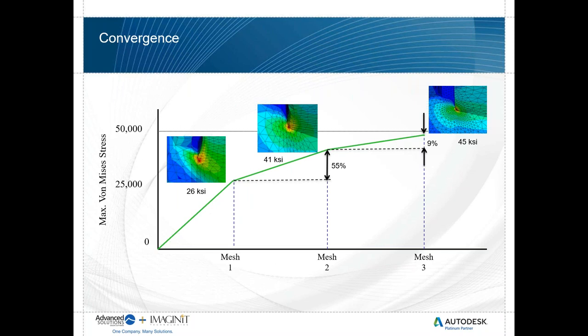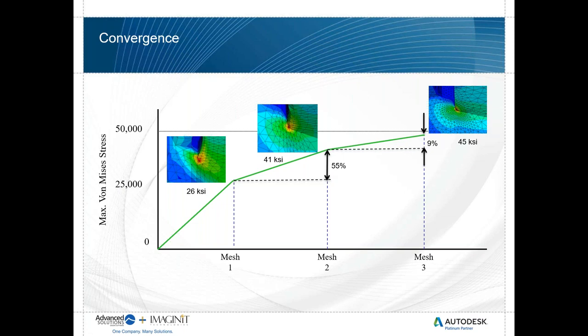So as you can see, the mesh is much different between these three different images here, right? And in here, they're looking at von Mises stresses and the different mesh portions of that, all right? So here is, we'll just call it a rough, moderate, and a fine, okay? So over here where I have a rough mesh, my von Mises stress is 26 KSI. Well, as I tighten up that mesh and make it smaller, that jumps to 41 KSI. So the difference between these two meshes, as far as the von Mises stresses, is 55%.